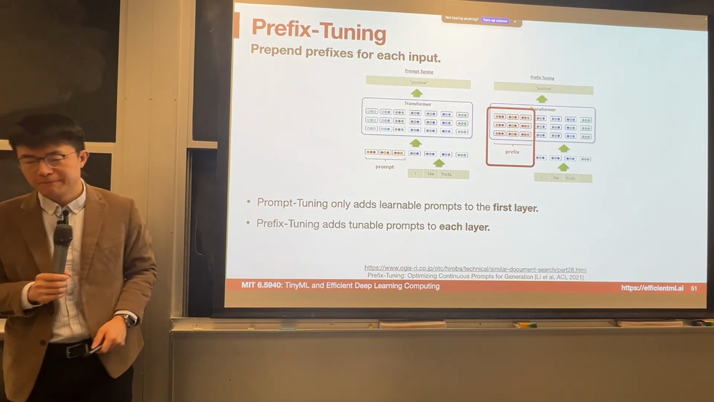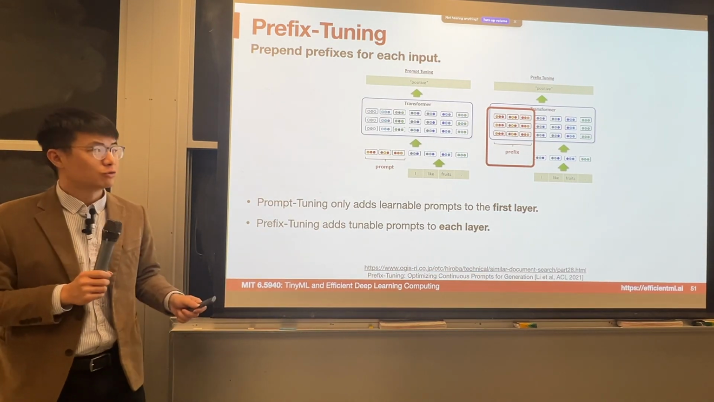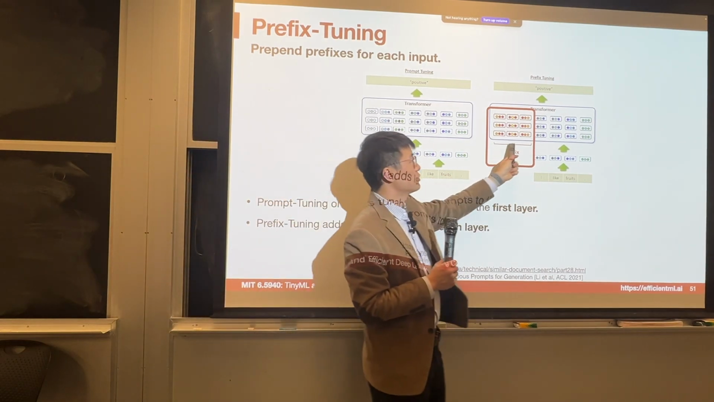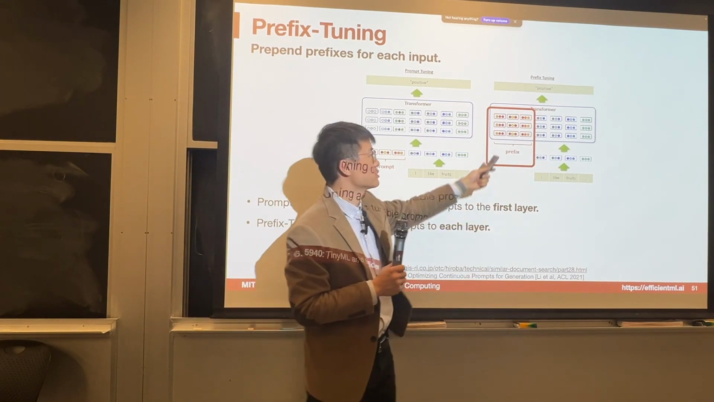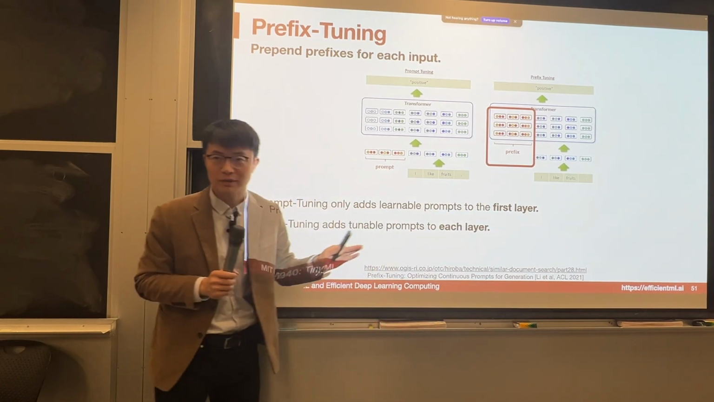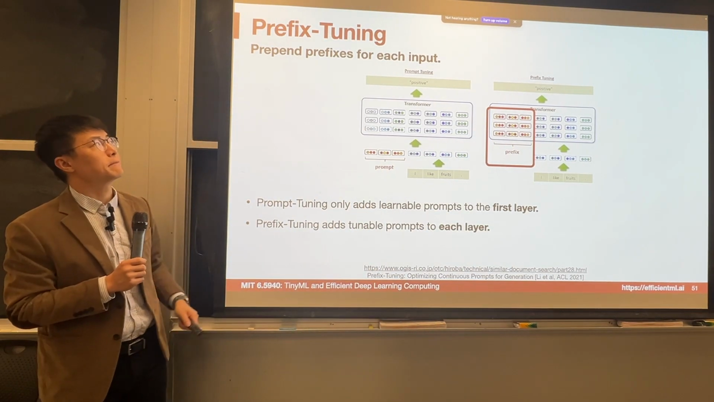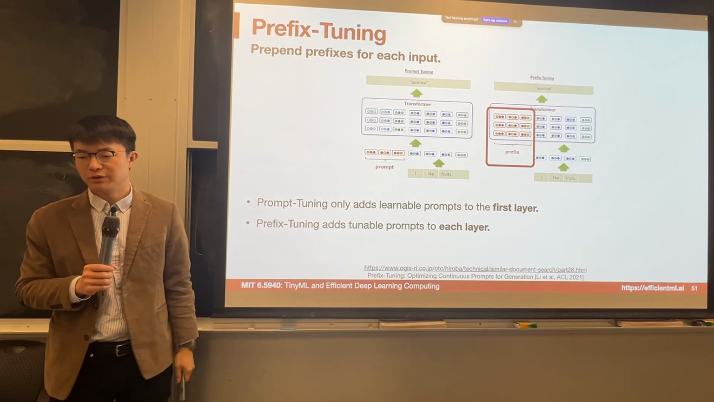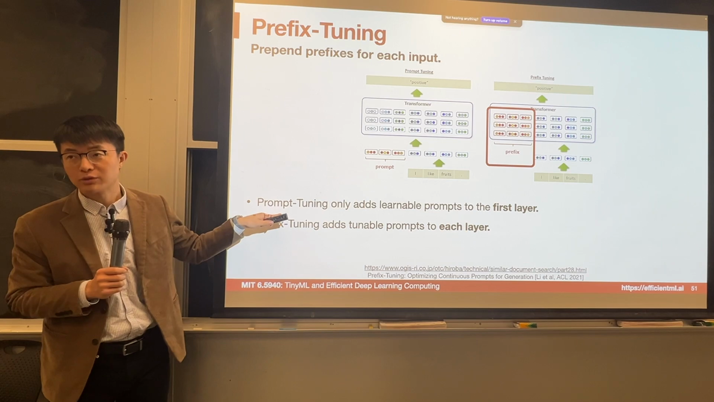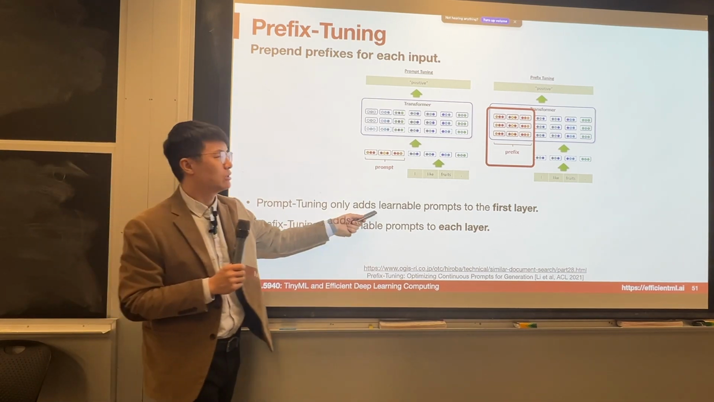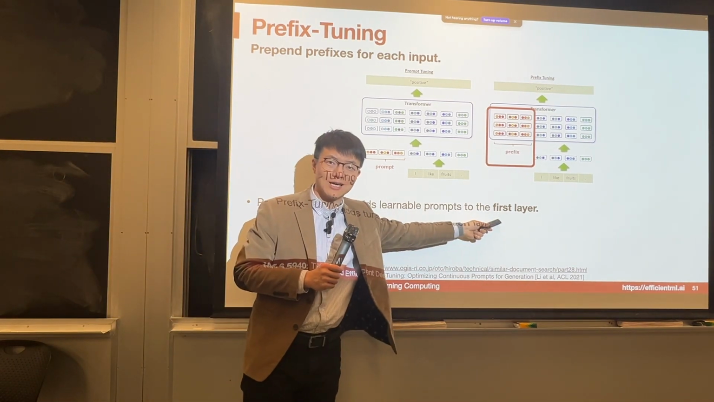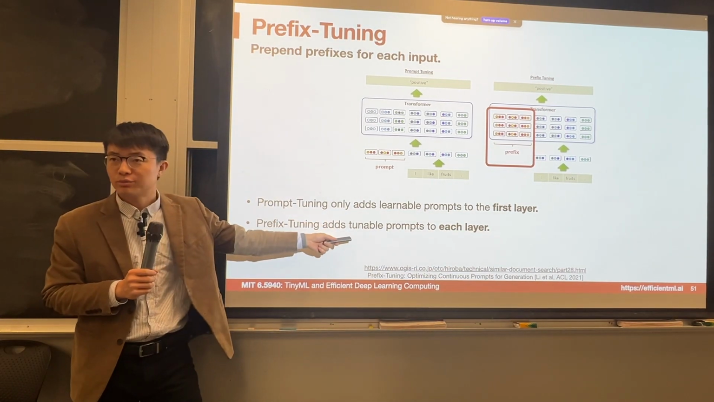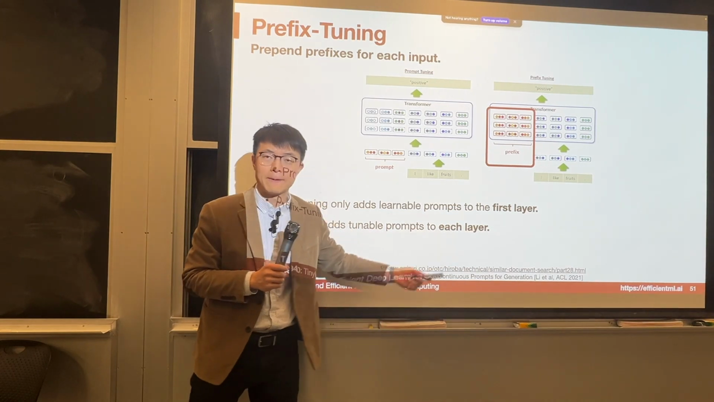And can we do better? So prompt tuning, just tune the prompt. Can we tune more? Can we tune all the layers, the prefix for all the layers? We can do that. That's called prefix tuning. We prepend the prefixes for each layer's input. Compared with prompt tuning, which only add a learnable prompt to the first layer, now the prefix tuning can add a tunable prompt for every layer.